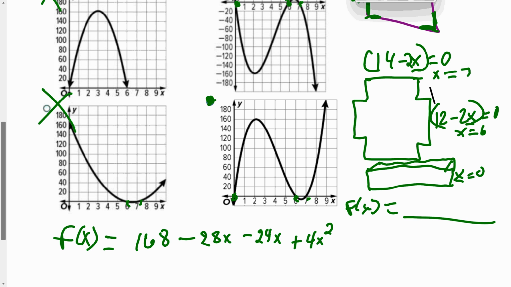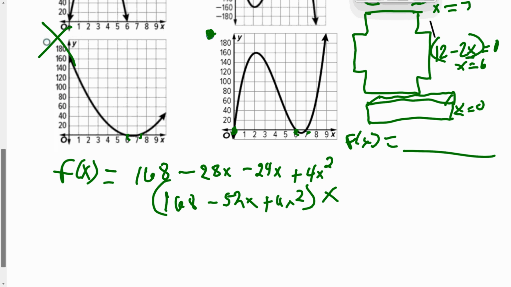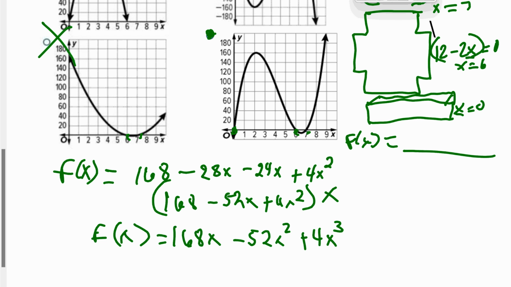Okay, so if I FOIL out 14 minus 2x and 12 minus 2x, I get 168 minus 28x and minus 24x, which is a negative 52x plus 4x squared. But then I got my height, which I forgot about earlier because we're doing volume, so I multiply that in and I get 168x minus 52x squared plus 4x cubed. And then I can plug that into a function, and I can see that I actually get this one right there. Okay, so that's it for problems 11 through 20.